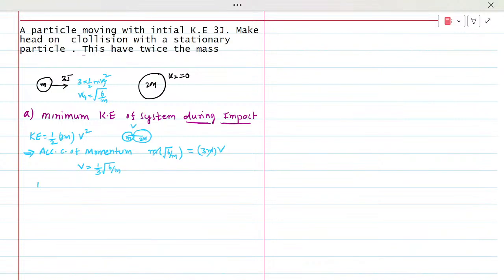So therefore the minimum kinetic energy is equal to 1 by 2 into 3m into 1 by 9 into 6 by m. So 3m gets cancelled, means 3; 3 ones are 3, 3 twos are 6, 2 ones are 2. That is equal to 1 joule. This is the minimum kinetic energy. Where kinetic energy is minimum, potential energy is maximum. The next question is what is the maximum potential energy?